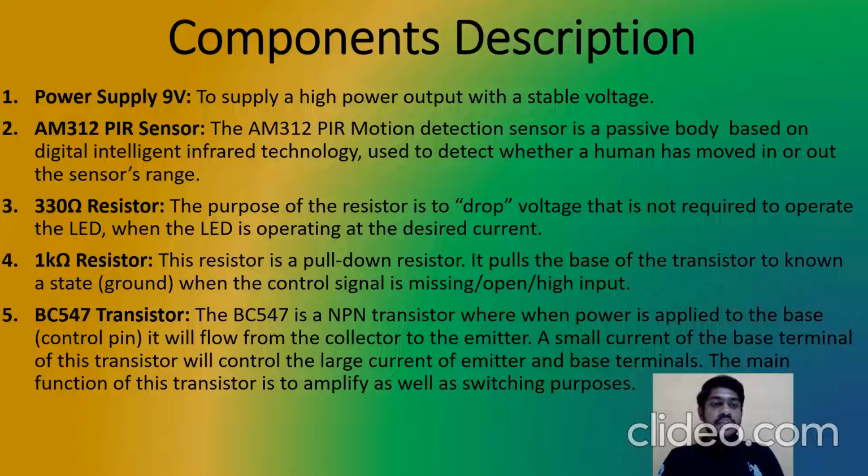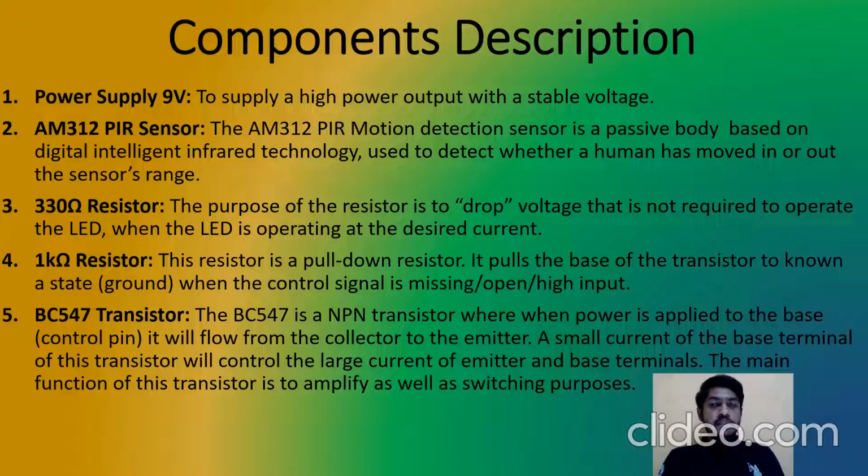330 ohm resistor. The purpose of the resistor is to drop voltage. It is not required to operate the LED when the LED is operating at the desired current. 1 kilo ohm resistor. This resistor is a pull-down resistor. It pulls the base of the transistor to a low state or ground when the control signal is missing, open, or in high impedance.